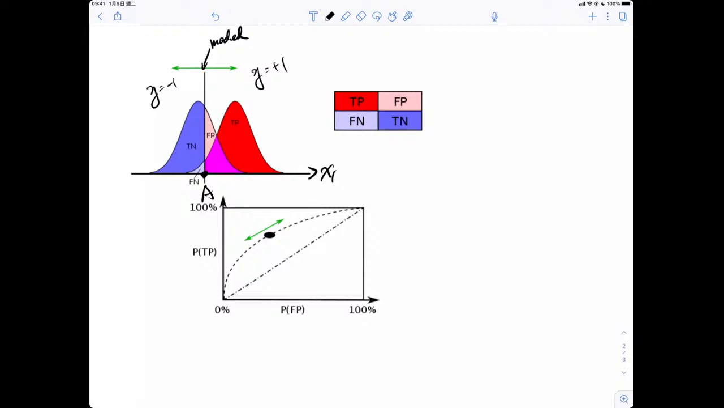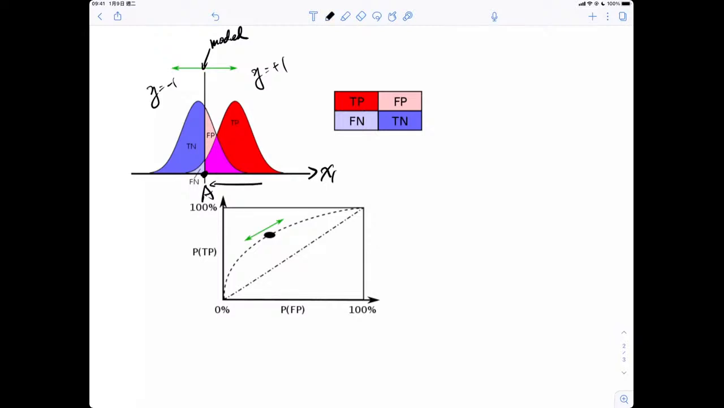So here's the true positive. However, if your model is very simple, like this one, just a line, just a number, it cuts these data points into two parts. There should be false positive and false negative, which are marked as these two areas.